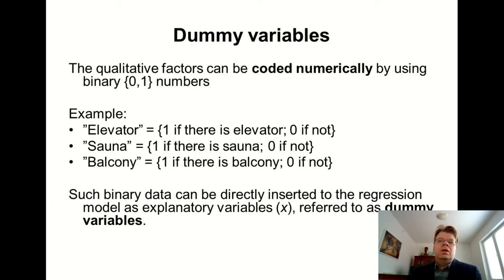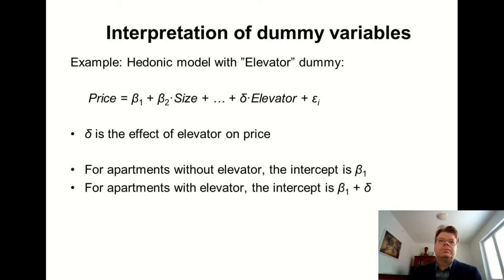Okay. So the next question, having done this kind of numerical coding of this qualitative text information, how do we then utilize it in the regression equation? So suppose that we simply put this kind of dummy variable as an explanatory variable in the regression equation.